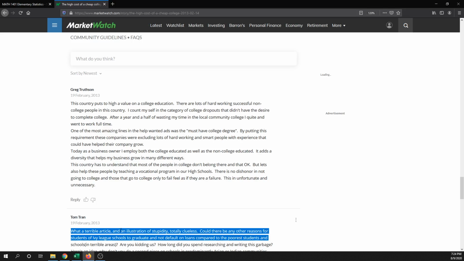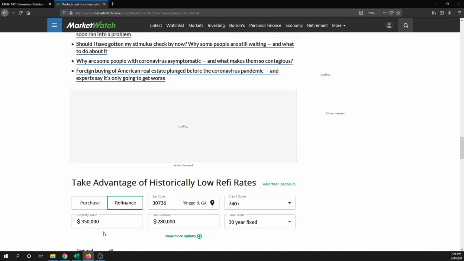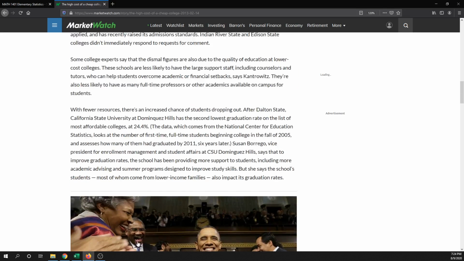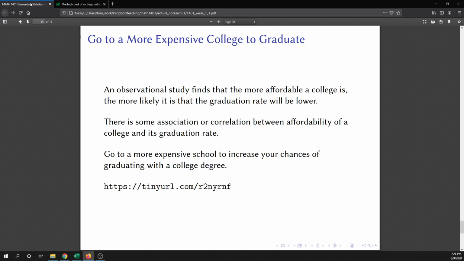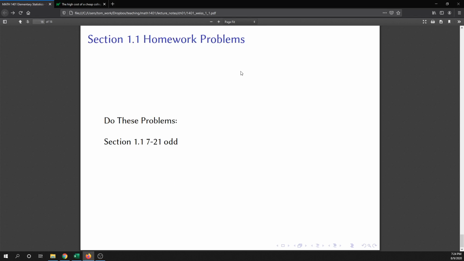He understands the difference between correlation and causation, whereas the people who are responsible for this article absolutely did not. So, all right, that's it for this section 1.1. The homework problems out of the book are here, 7 through 21, and those are just about classifying different types of statistical studies.